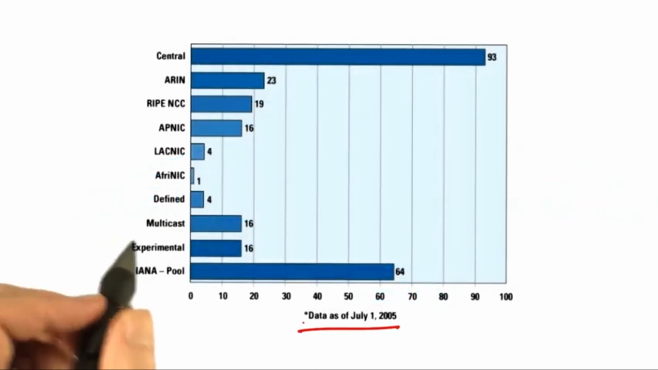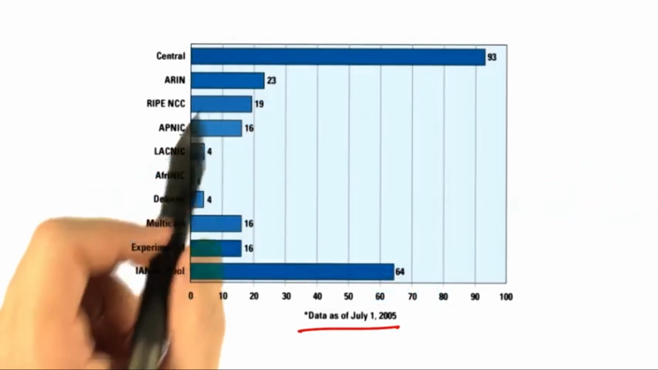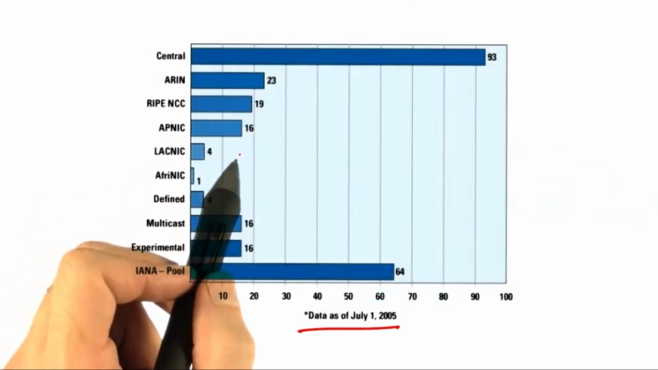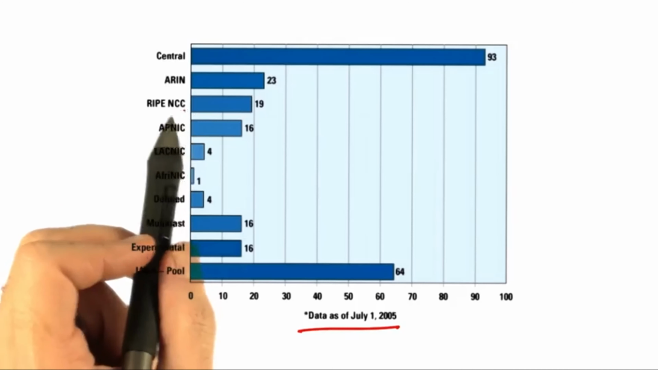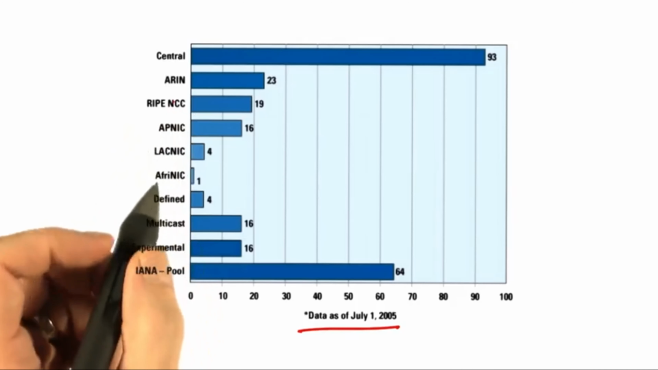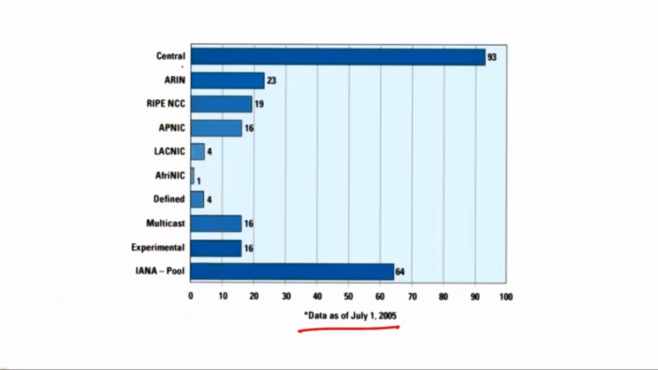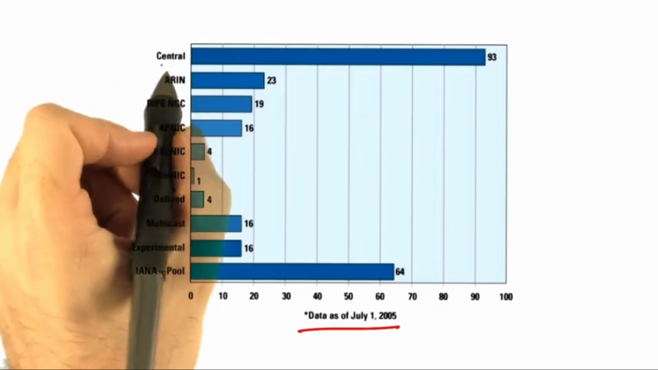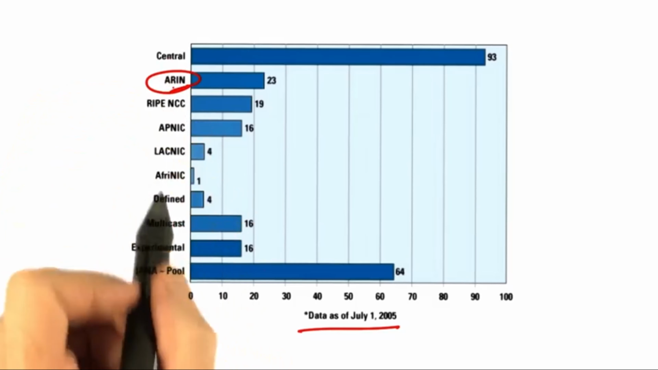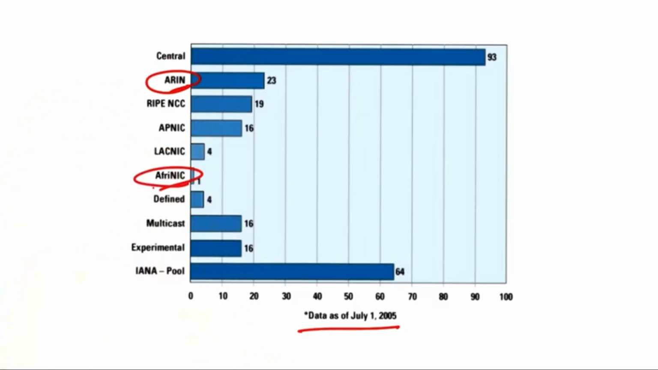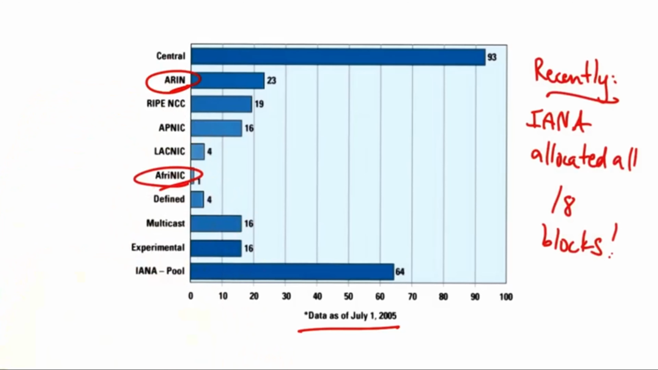The address space across registries is far from even. Now, this graph is from a journal article that's a little bit dated now, but it gives you an idea of how many /8 address allocations have been allocated to each of the regional registries. So as of 2005, North America had 23 /8s allocated to it, but the entire continent of Africa had only 1. Now, recent news is that IANA actually finished allocating all remaining /8 Internet address blocks, essentially meaning that we're out of IPv4 address space.